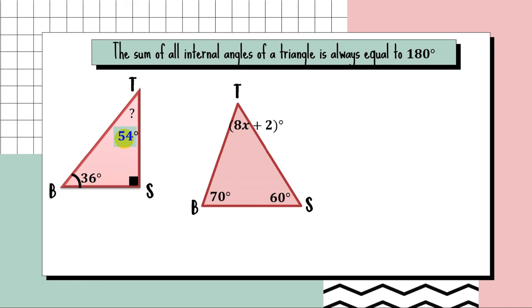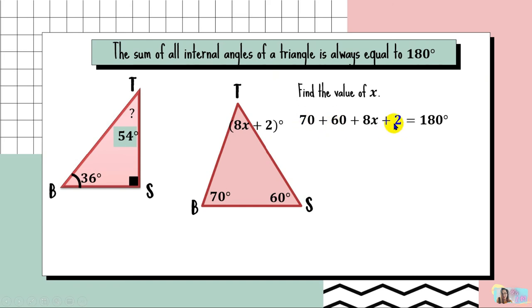Okay? For the value of x naman po ang ating hahanapin. The first angle is 70, the second angle is 60, and then for the third angle, we have 8x plus 2. Ngayon, ang tinatanong po is the value of x. So, ano po yung dapat natin gawin? So, pwede tayong gumamit ng ating method in algebra wherein, since the sum of all internal angles of a triangle is equals to 180 degrees, etong tatlong angles na to ay pwede natin i-add at maging equal sa 180 degrees.